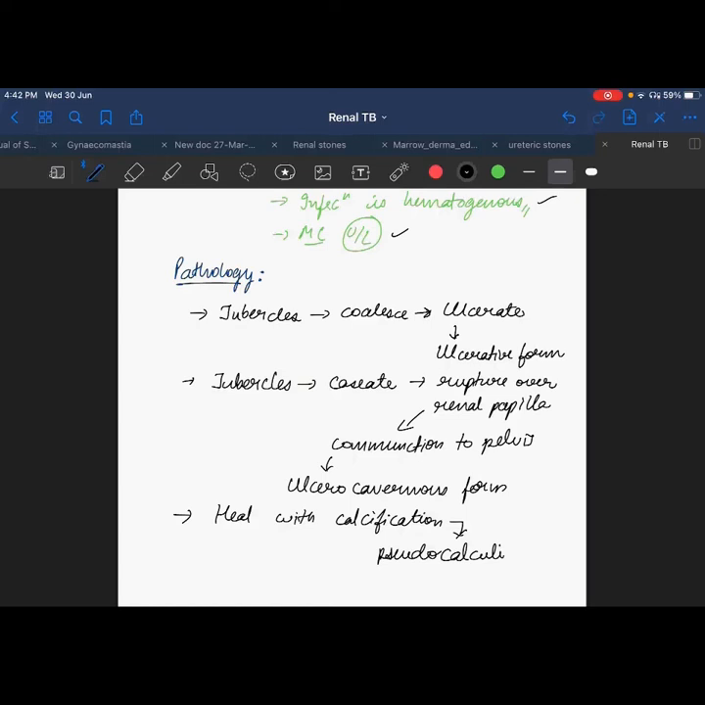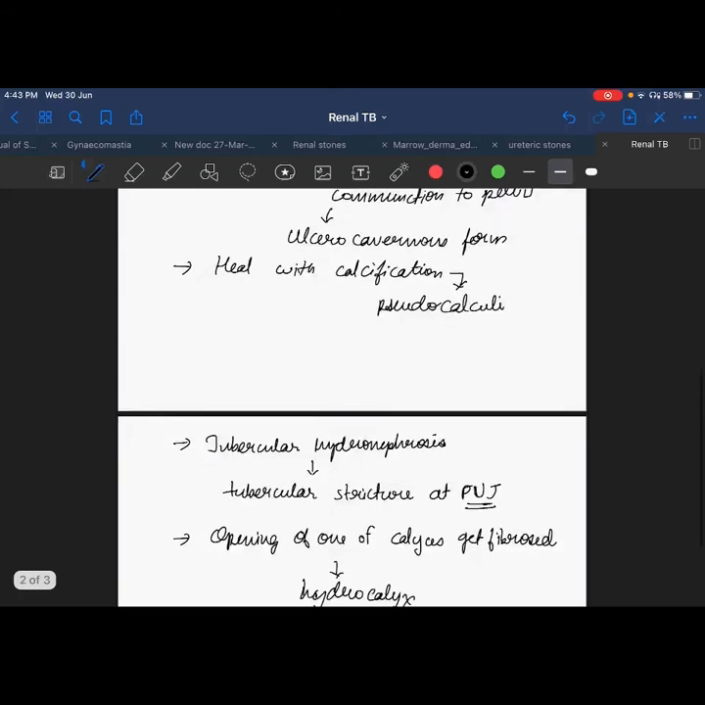Next, the same tubercles may caseate, they undergo caseous necrosis, and due to that the parenchyma ruptures over the renal papilla. Due to the rupture there will be communication from the parenchyma to the pelvis. This is known as the ulcerocavernous form. Some of them heal with calcification, if at all healing occurs, so there will be formation of pseudocalculi.